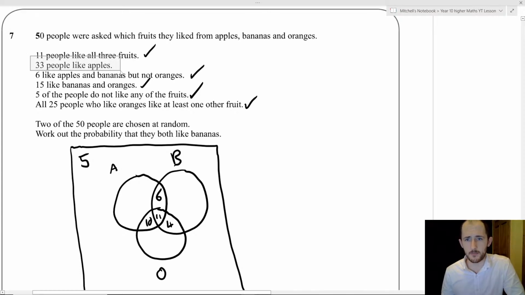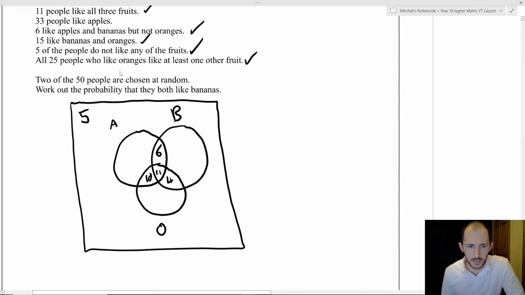Okay. Now we can start working our way out, right? So 33 people like apples is where that 6 is. Not quite. It would be A and then the N symbol B and not C. Because you're saying it's or not C, right? So it would be something similar to this.